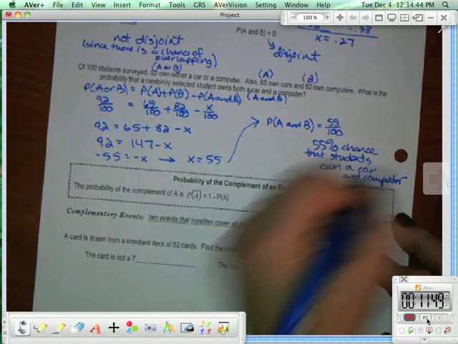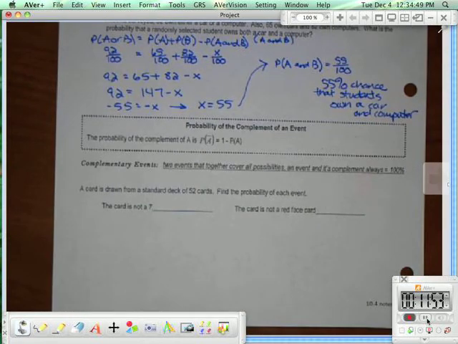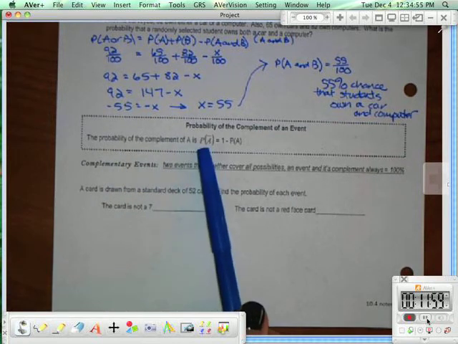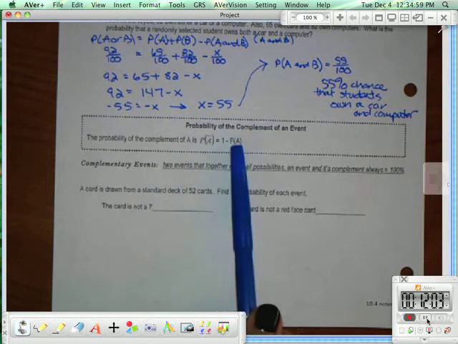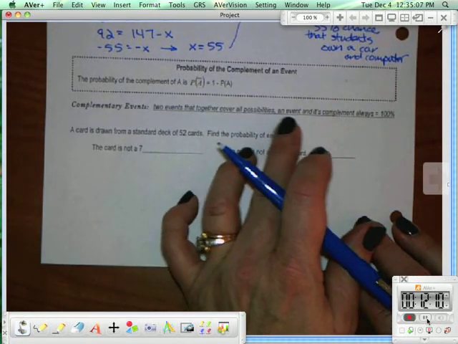All right. The last thing we have to look at for this section is the probability of the complement of an event. So the probability of the complement of A, probability bar A, equals 1 minus the probability of that event occurring. So complementary events are two events that together cover all the possibilities, and an event and its complement always equals 100%.